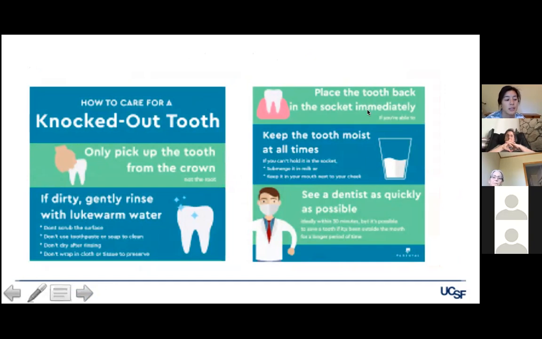If for some reason the injury happened like 2 hours ago, there's a lot of swelling, there's blood clot, you can't put the tooth back in, we want to put it in a storage medium, and that is milk or saliva or normal saline, but milk is the best. And then consult the dentist.